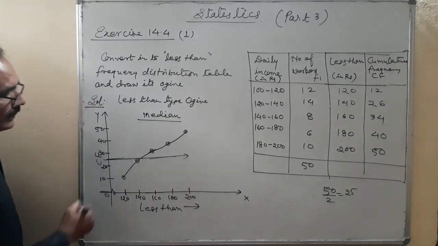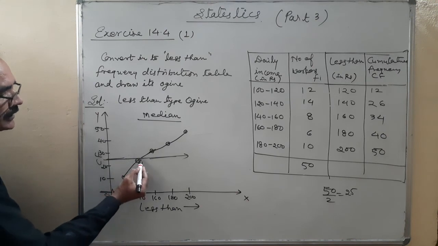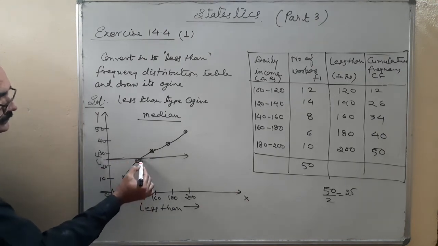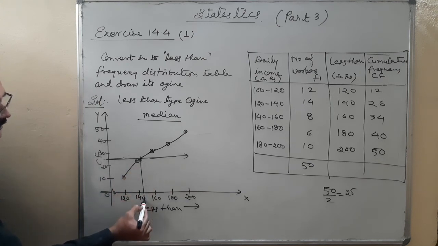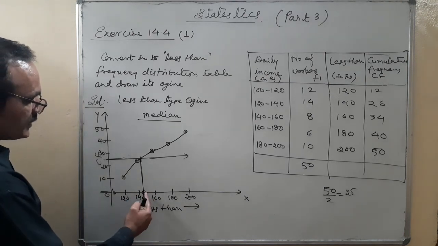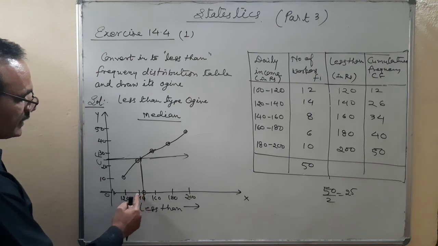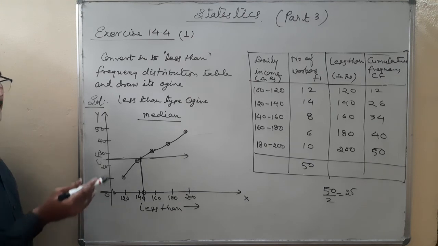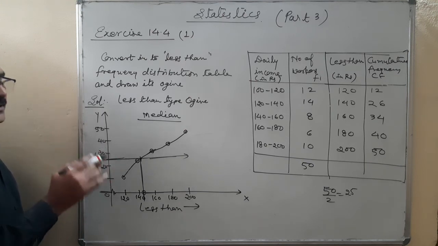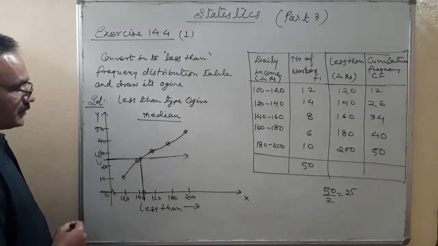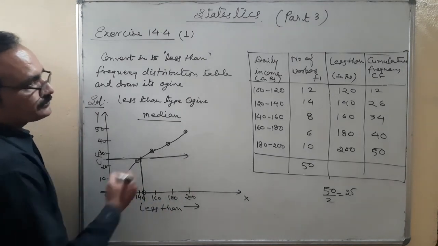This is the line. And this line will intersect the curve at which point? Through this point, if you draw one perpendicular, where the perpendicular is intersecting the x-axis, that is called the median. So it is coming between 140 to 160. This is 150. So the median is, I think, 145 something. So this is the use when you are getting a less than type or more than type ogive, you can find out the median without using a median formula. Is it okay? So that is one.